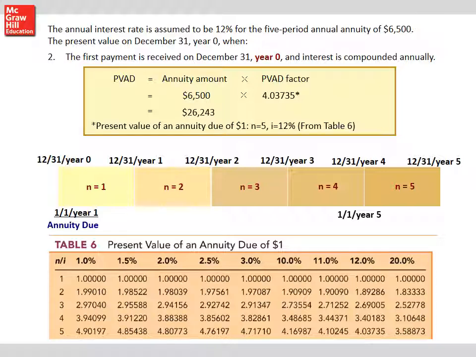N is 5, interest rate 12. We want to calculate the present value. Remember, with an annuity, you're either calculating present value or future value. The payment amount is $6,500. Future value is going to be 0 because we don't want to compute that. These payments are current. We'll start taking the money out at the beginning of each period. So we want to make sure the PMT word is highlighted with begin. Go back up using your arrow keys to the present value and solve, and you should get $26,243.